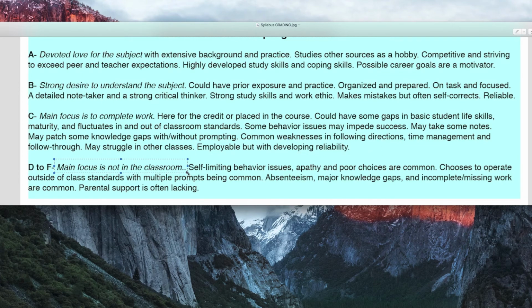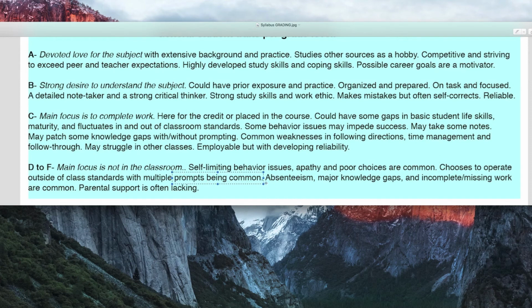When they're here, that's not where their mind is. And a lot of it is tied outside of the classroom as well. There might be self-limiting behavior issues. Apathy means just don't care. Poor choices are common. They choose to operate outside of class standards. They need multiple prompts, and that's pretty common.